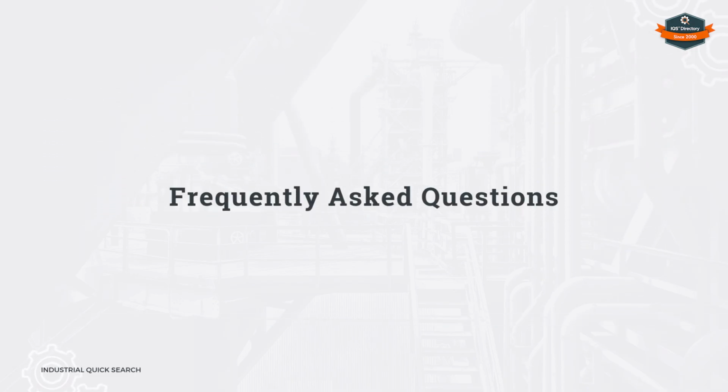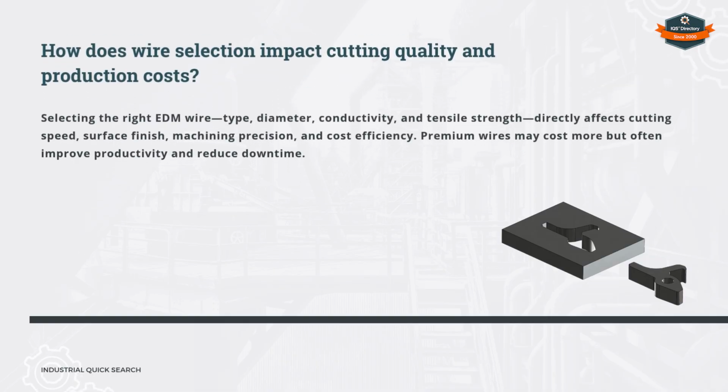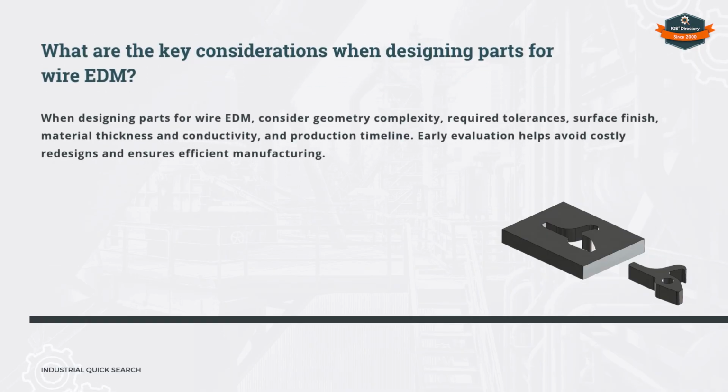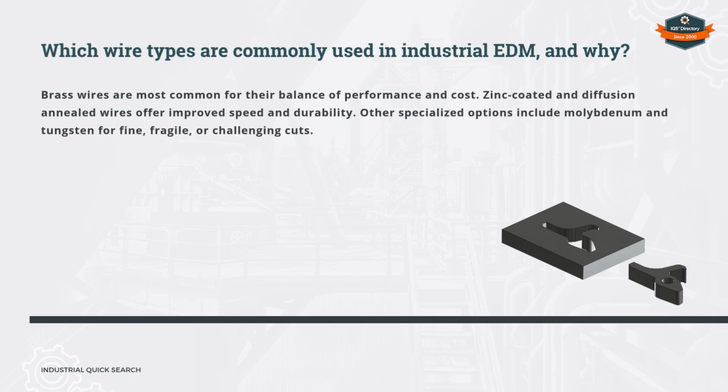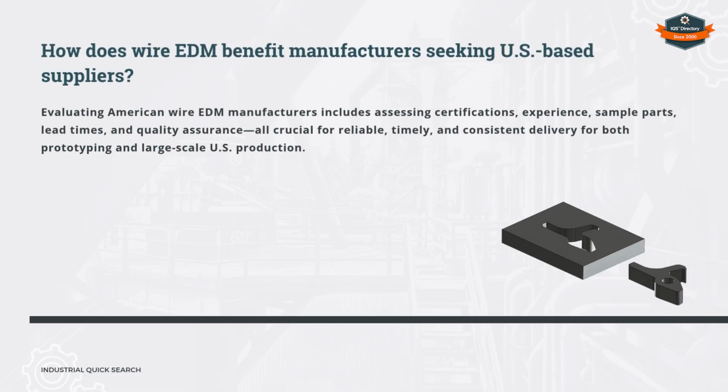Frequently asked questions. What materials can be machined using wire EDM? How does wire selection impact cutting quality and production costs? What are the key considerations when designing parts for wire EDM? Which wire types are commonly used in industrial EDM and why? What makes wire EDM ideal for precision manufacturing applications? How does wire EDM benefit manufacturers seeking US-based suppliers?